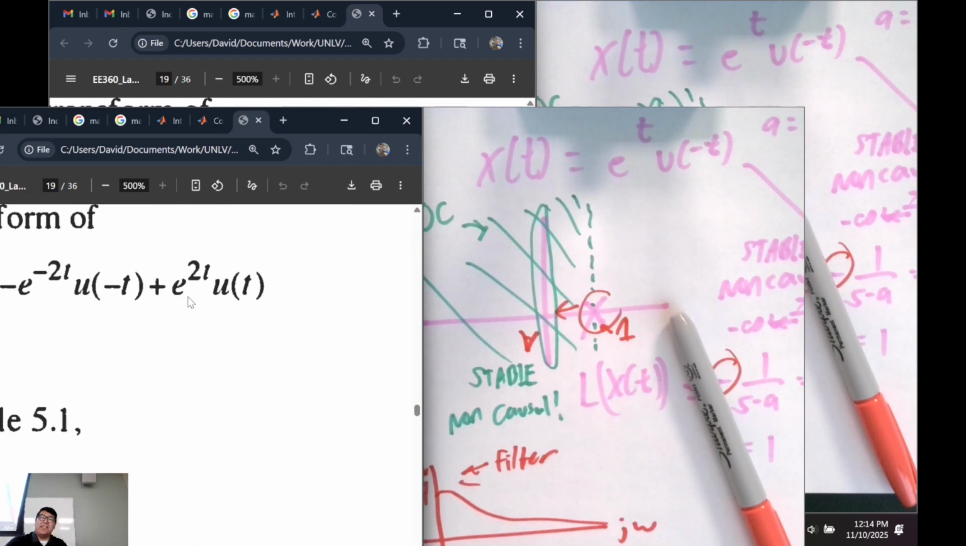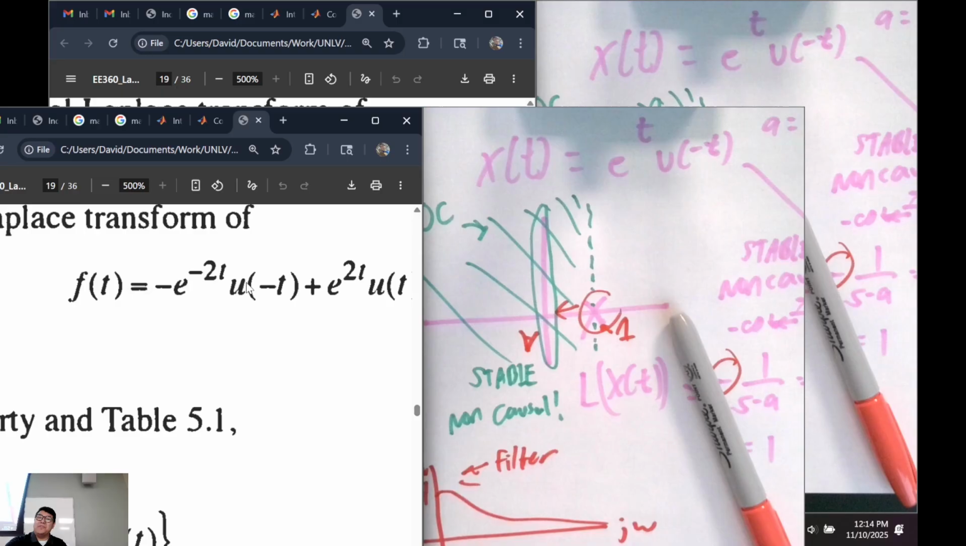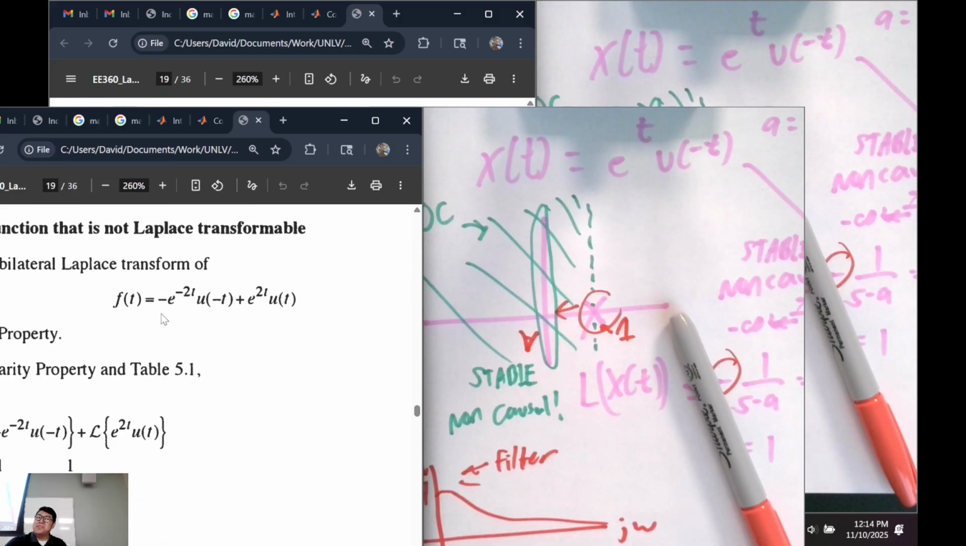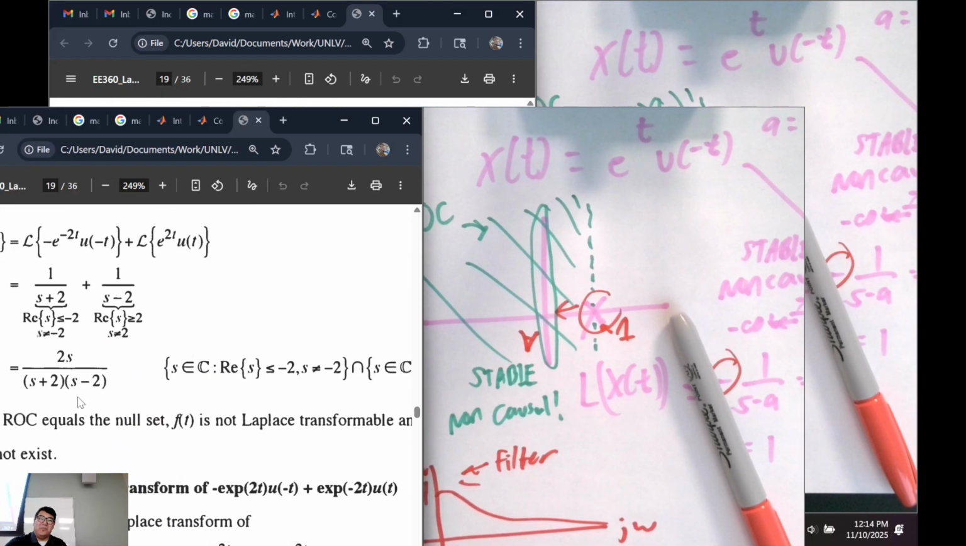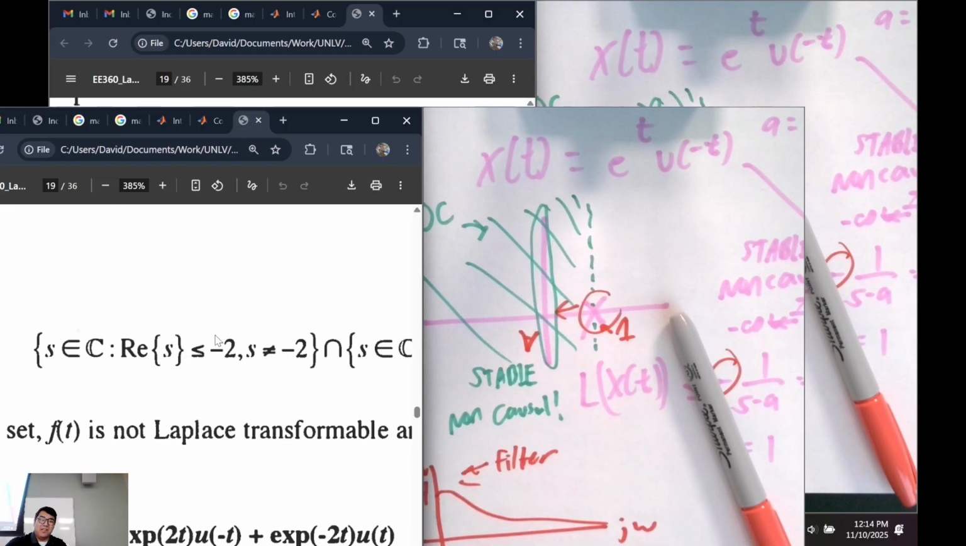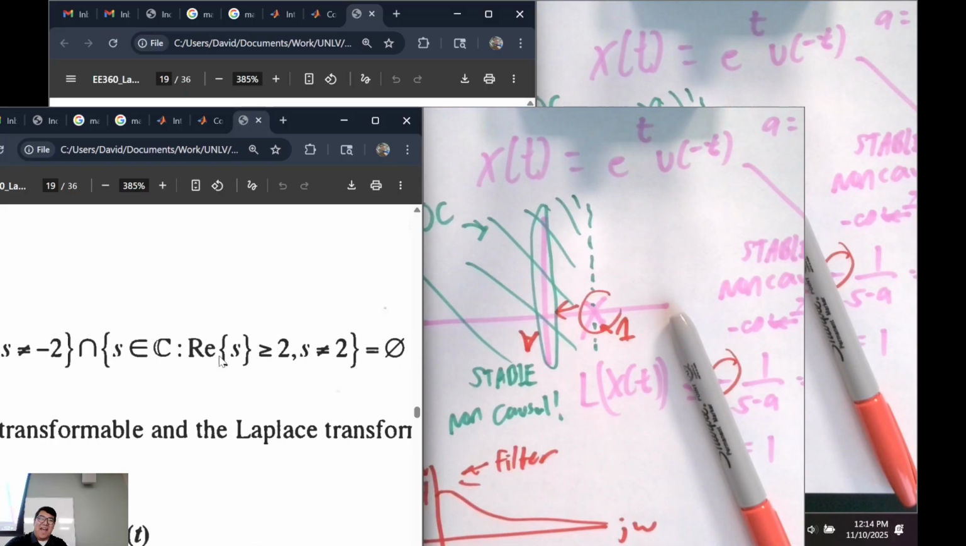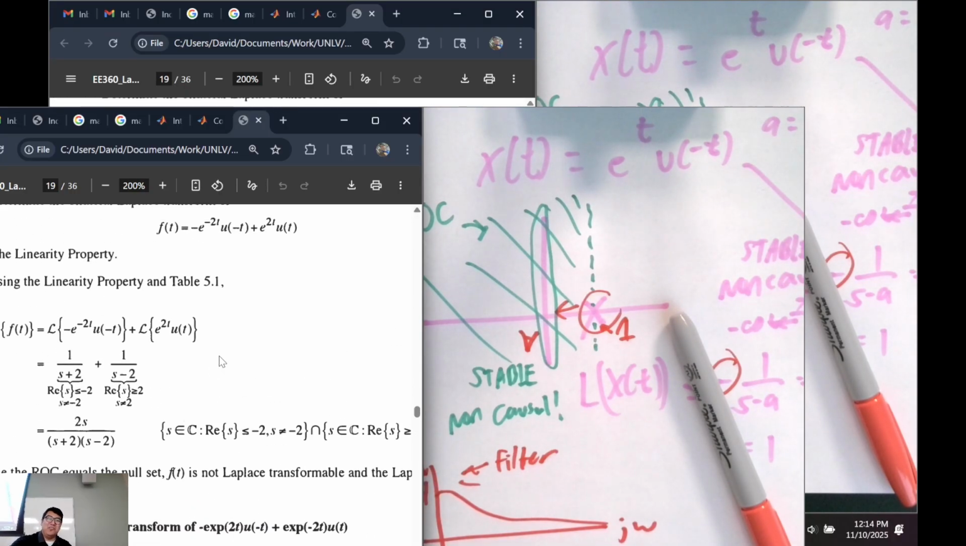A function that is not Laplace transformable. Does everyone understand that this 2 to the t, u of t, explodes, right? And this one also explodes the other way. So it's not Laplace transformable. Let me see. I know what it's doing. Let me draw this one for you. Page 8.